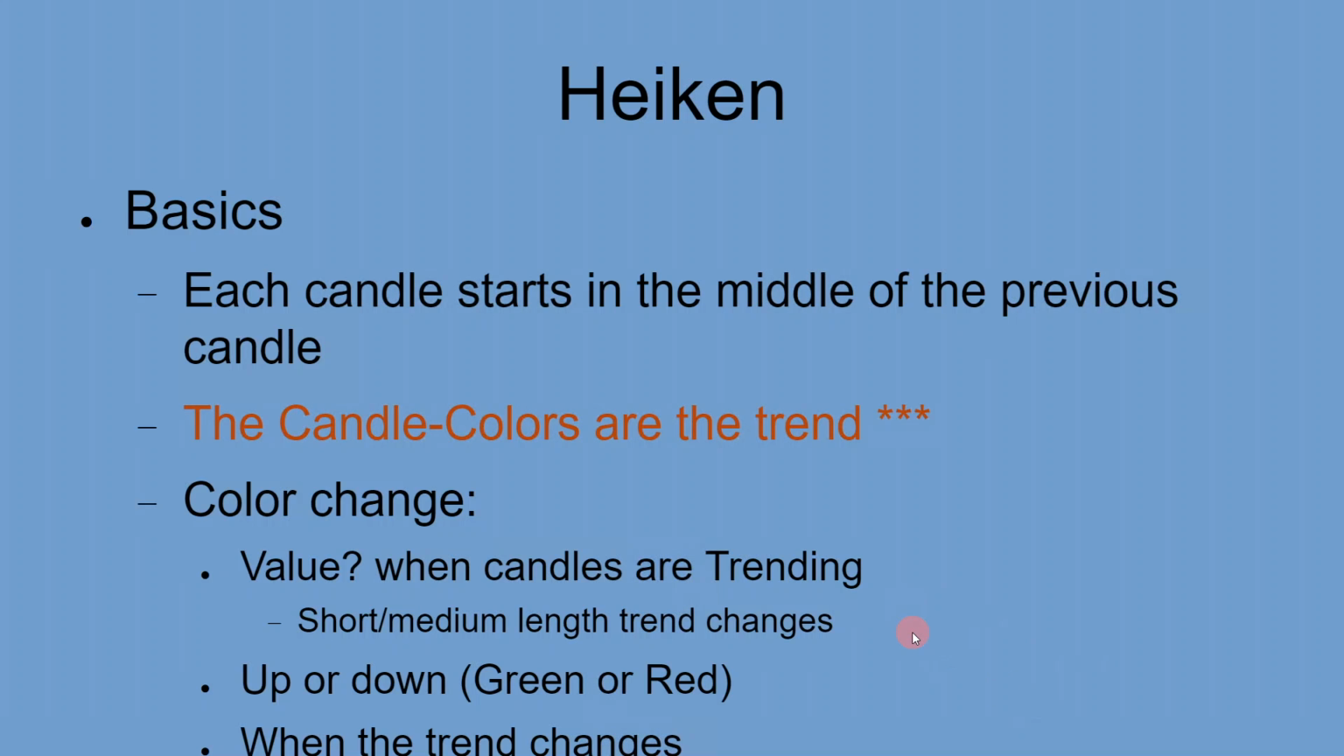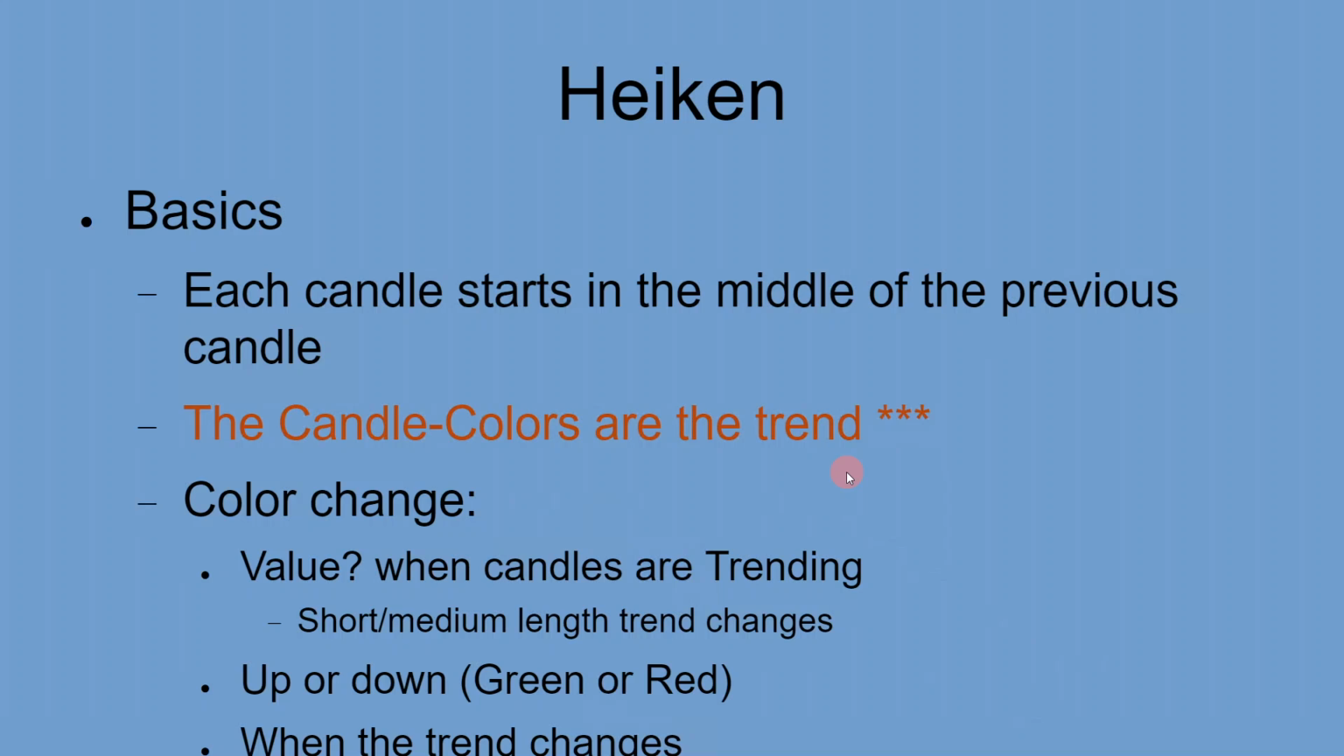Okay, so the basics of Heiken Ashi, one of the basic differences is every Heiken Ashi candle starts in the middle of the previous candle. That's basically the difference. The current price is always reflected the same way as the current line in either traditional or Heiken Ashi, but that's really the difference. Each candle starts in the middle of the previous candle, and what this does, and highlighted here in color, is the candle colors in Heiken Ashi are the trend.